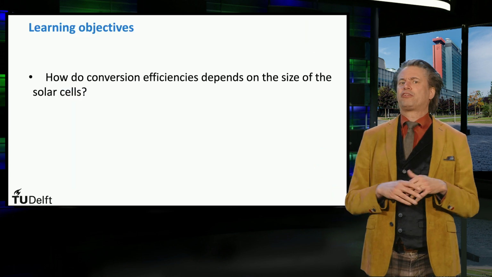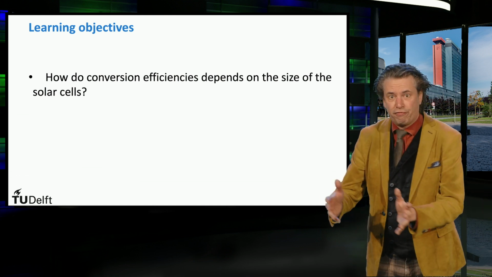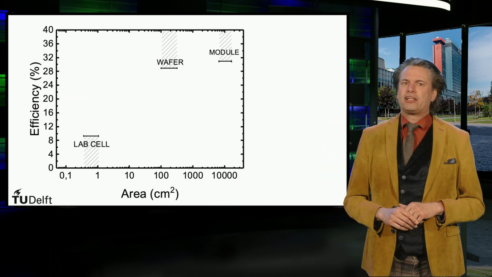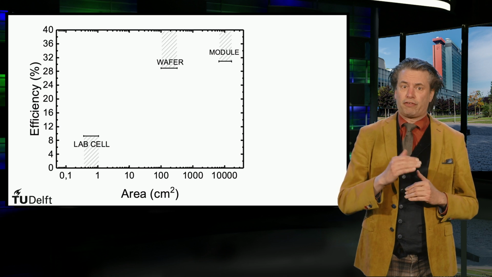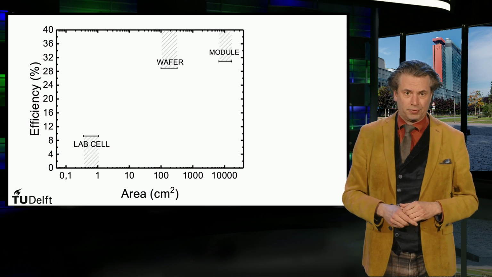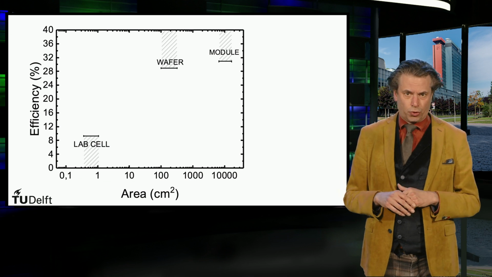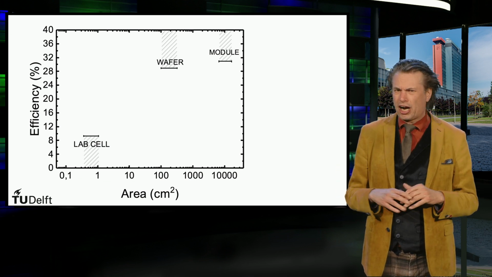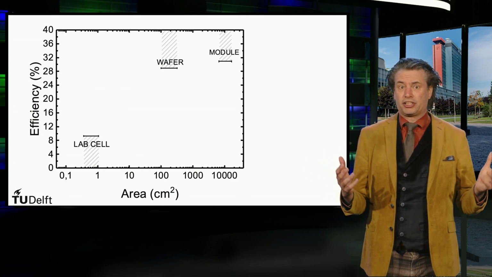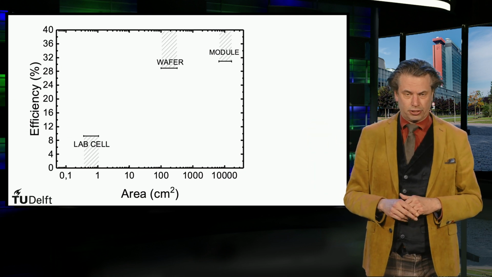So the learning objective of this video lecture is to understand how the typical conversion efficiencies of technologies vary with the device size. In this graph, you can see on the vertical axis the conversion efficiency and on the horizontal axis the area of the solar cell device. A typical lab cell device has an area in the order of 1 square centimeter. Wafer sizes are in the order of 100 to 400 square centimeters, and module sizes are larger than 1 square meter, or in other words, larger than 10,000 square centimeters.